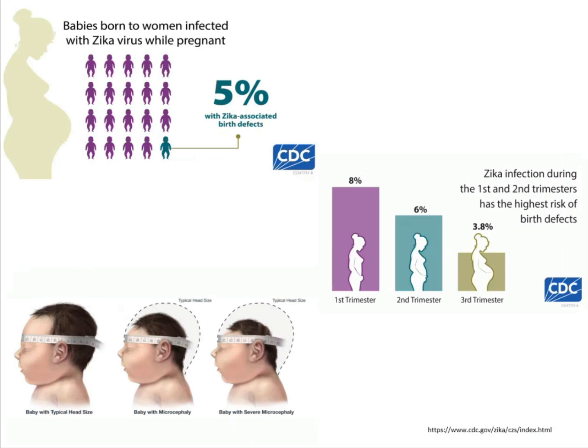Again, the association with Zika is the possibility of congenital syndrome. So 5% of pregnant women that are infected can get Zika-associated birth defects. It's more commonly found in the first trimester, and the most common manifestation of that, of which there are many, is microcephaly.